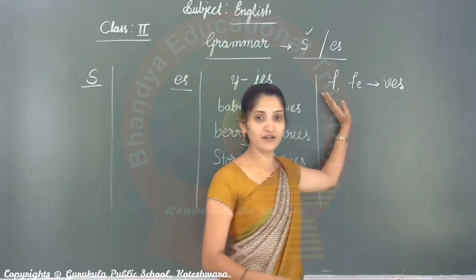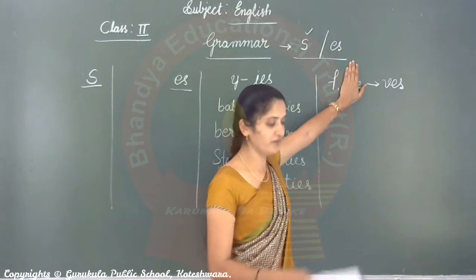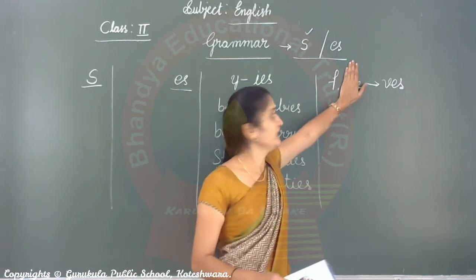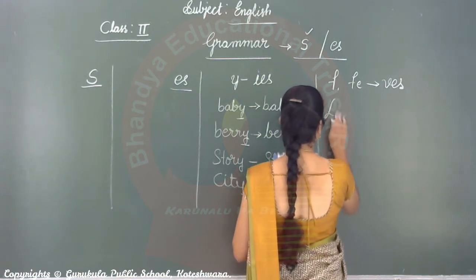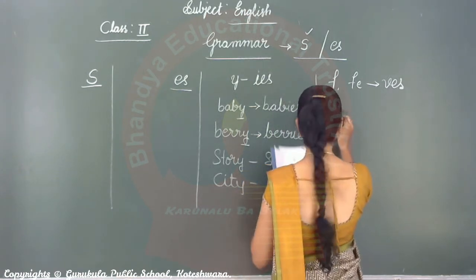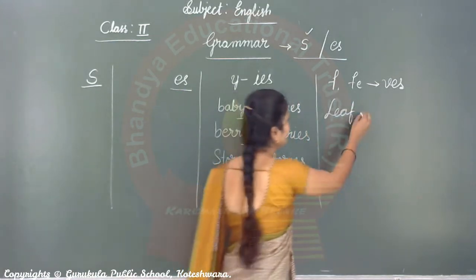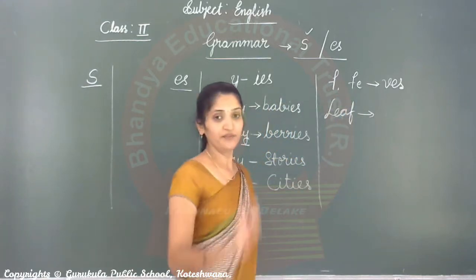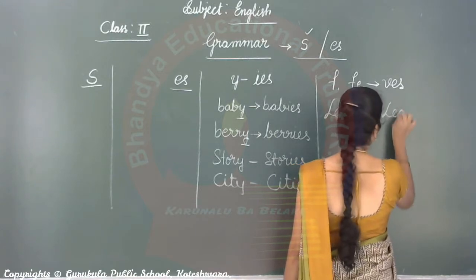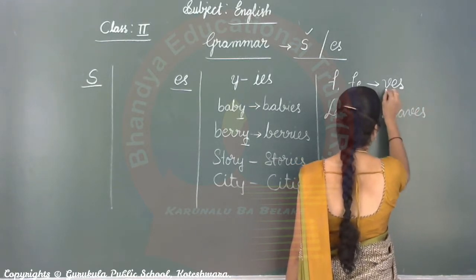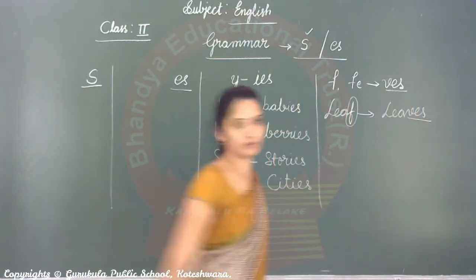Then if the noun ends with the letter F or FE, for example, leaf. See, it ends with the letter F, right? If it is more than one, leaves, right? Leaves. I add VES here. I remove this F in the plural form.